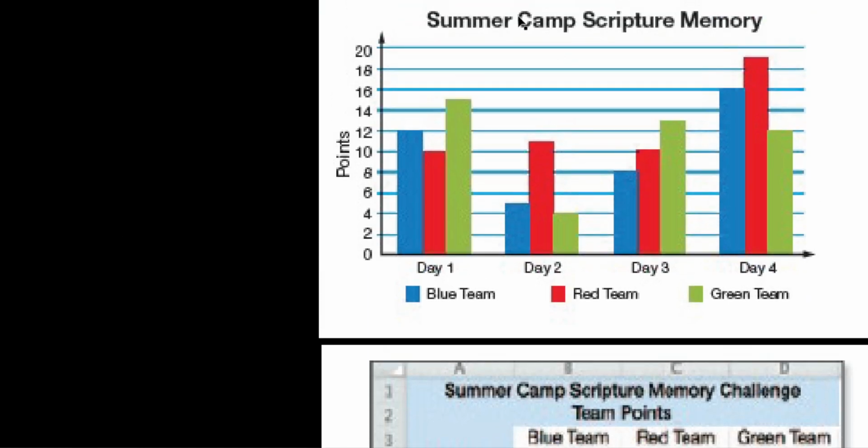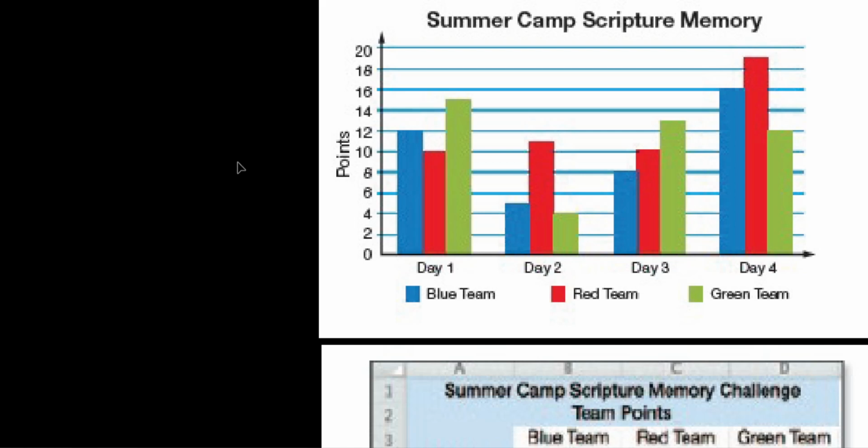So here we go. This is a Christian book that we use, all right? So that's why they put scripture memory on here. So you're at summer camp and you got to do some scripture memory, and here's how many verses that your team's memorized. And so that's your little chart. So you got the blue team memorized 12 that day, right? And the red team only memorized 10. The green team did really well. They memorized, what do you think? Probably 15, and so on, for those days of camp.